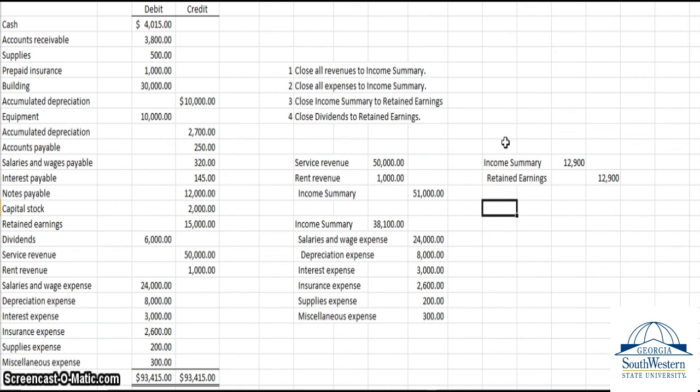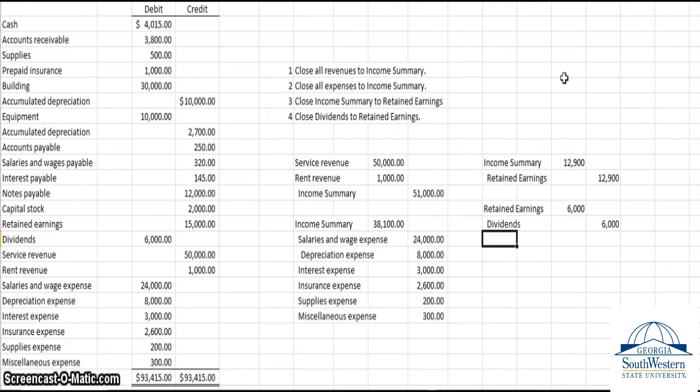Step 4 is to close dividends to retained earnings. So let's look over here. We've got dividends here, and it's $6,000, and that's a debit balance. To close that, I want to credit it, and I close those to retained earnings. So we're going to debit retained earnings for $6,000 and credit dividends for $6,000. Okay, that's step 4. Now we've closed all of the accounts.